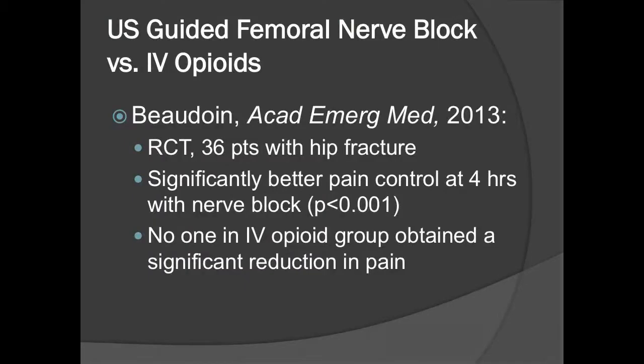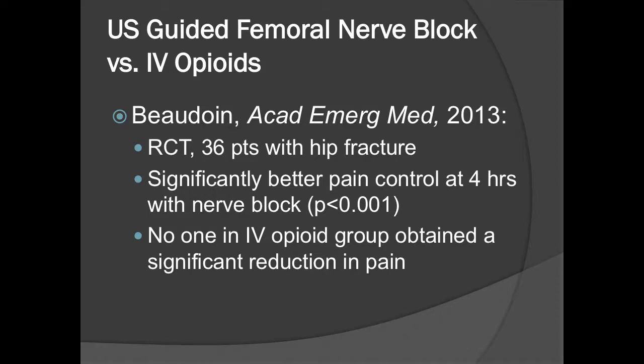So how good is this, right? Here's a study done in 2013, randomized control, morphine versus femoral nerve blocks, and it was significantly better pain control at 4 hours with a nerve block. No one in the IV opioid group obtained a significant reduction in pain. We've had some of these done in our own emergency department lately where the elderly patient gets their block and then they're like, I'm signing out AMA, my pain's better, I'm going home. And we're like, wait a second, your hip is broken, you can't walk.